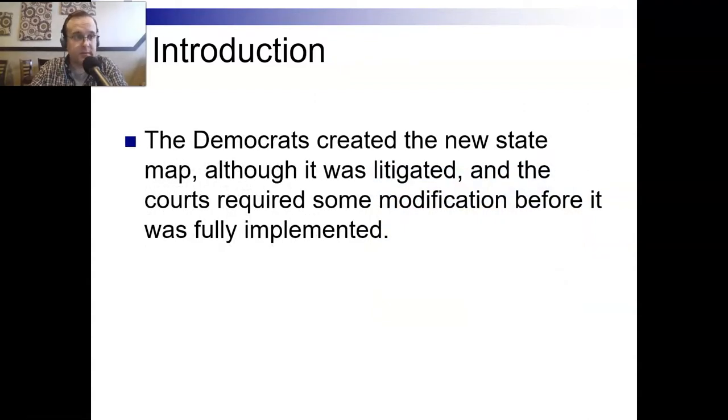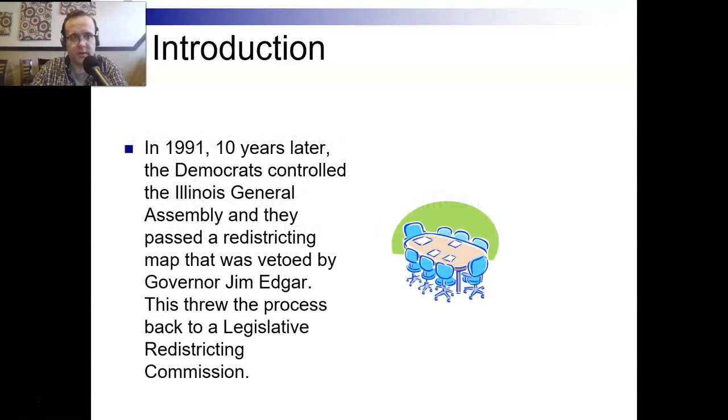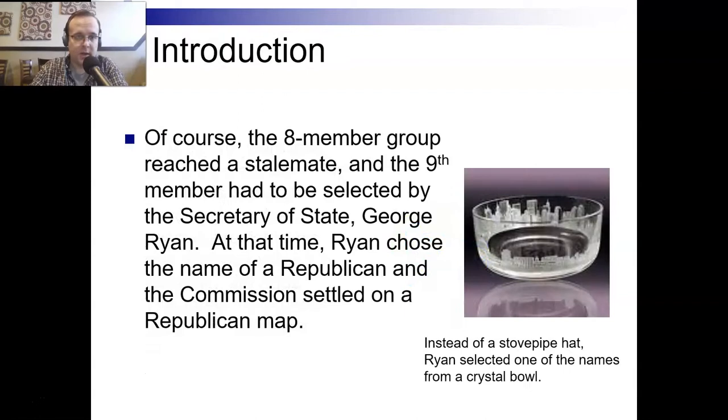The Democrats, again this time too, created the new state map. It was litigated again, and the courts required some modification before it was fully implemented. So in 91, 10 years after, the Democrats controlled, surprise, surprise, the Illinois General Assembly, and they passed a redistricting map that now Governor, moved up from Secretary of State, Jim Edgar, had vetoed. So they threw it back to the Legislative Redistricting Commission once again, and the 8-member group couldn't come to a decision once again. See why I'm saying this isn't a matter of if, but when.